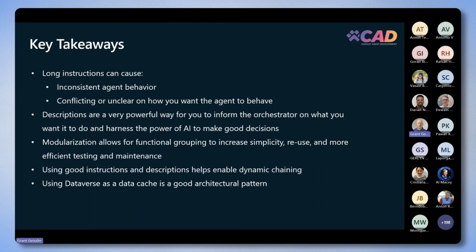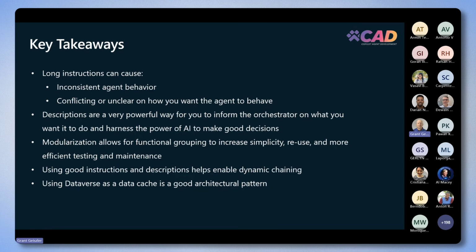As we saw, especially in Dwayne's demo, good instructions really unlock dynamic chaining. By saying, "Hey, I want this laptop, but then I want some Argon too. Well, which one do you want?" That really helps to unlock that kind of conversational experience in Copilot Studio for your agents.